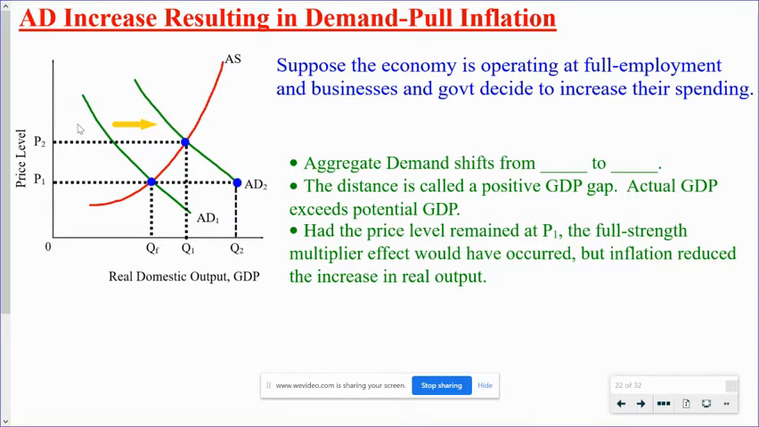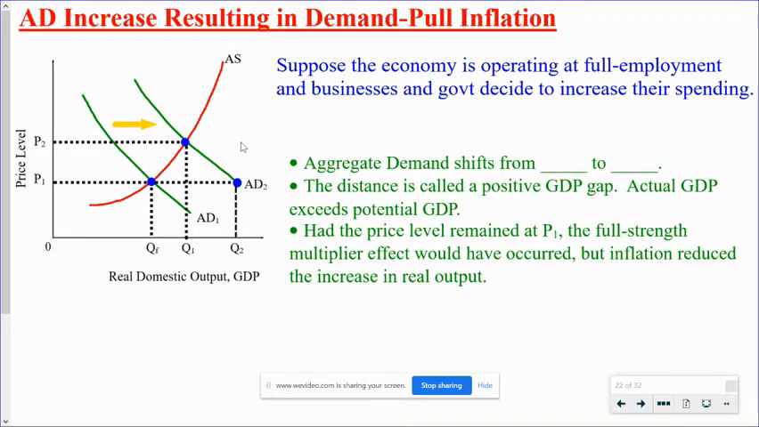This is an aggregate demand increase resulting in demand-pull inflation. First thing to know, how do I know it's an increase? It is not the notation of the curves, though you must always communicate that. It is very important that you always draw in an arrow showing direction from which curve to which curve. That implies this is the initial aggregate demand curve, and this is what has occurred. So the aggregate demand curve has shifted to the right.